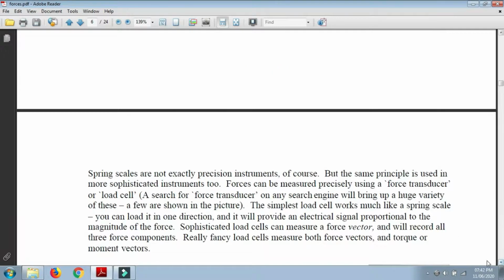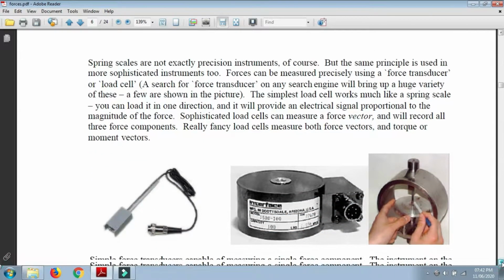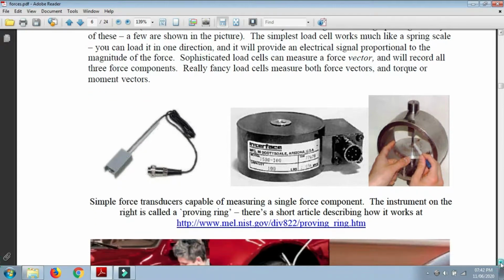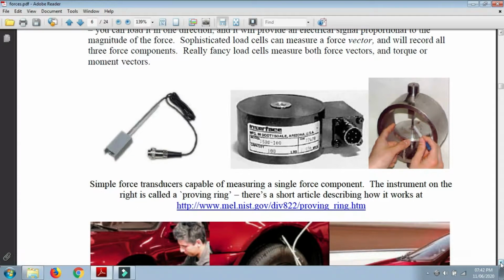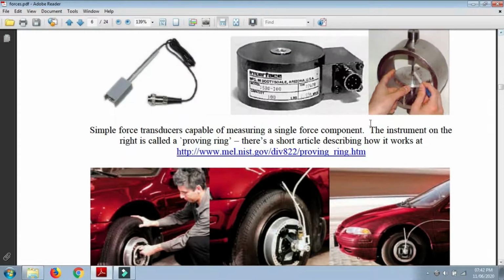Spring scales are not exactly precise, so sometimes you need more precise equipment, and for that you use devices called force transducers. They are also called load cells. They work much like a spring scale, but they are more accurate and more sophisticated. So in real world scenarios, in the automotive industry or where you need to calculate force very accurately, you will be using load cells or force transducers. You can see in the picture below a simple force transducer capable of measuring a single force component along its axis, Fx, Fy or Fz.